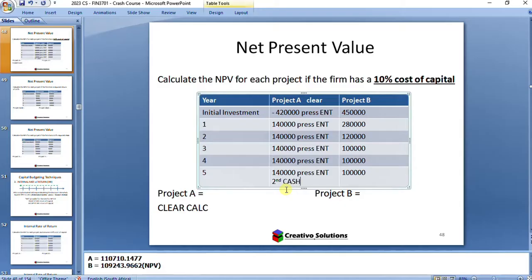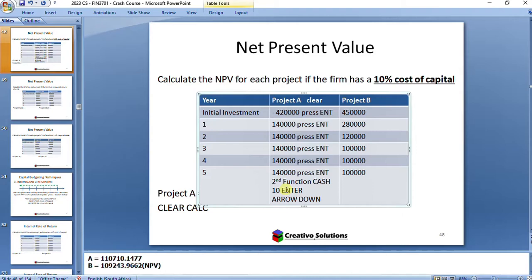Second function cash, or CFI, I'm not sure. Yeah. Right. Then 10. Yeah, then you need to put in the rate. 10, yes, which is 10. And then it's enter again. 10, enter. And then it's the arrow coming down that you press. Arrow down, and then you need to go to NPV comp. Yeah. Okay, go to NPV comp.